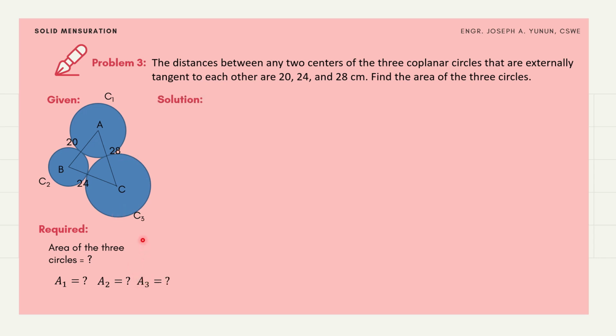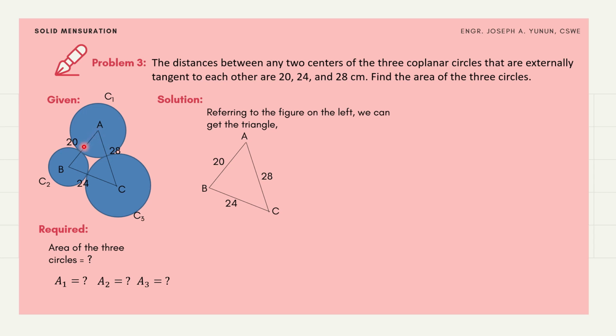Based on the given, I could use triangle ABC, which has sides 20, 24, and 28. Take note that from the center of C1, which is at point A, the distance to the circle is radius 1, and similarly for point B, the distance from the center to this point gives us R2, the radius of the second circle. And this one is R3 for the third circle, and this is also R3, and this is R1.